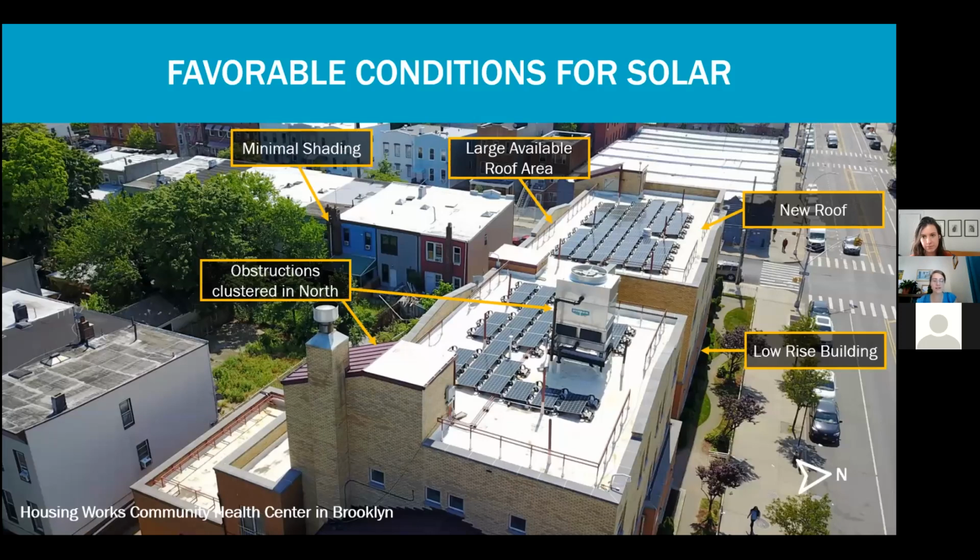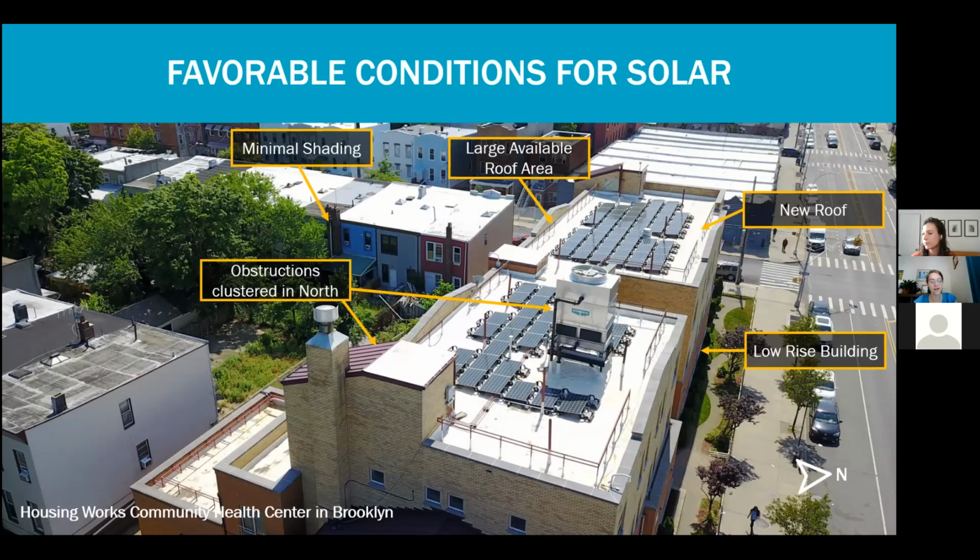First of all, let's talk about things that are generally favorable for solar as you're looking at your building and wondering, is this a good idea for solar? The things that you want to look for are not having a lot of shading. So you can see this roof is bright and sunny. Large available roof areas, so you can put a lot of solar panels without having to break them up into small clusters. And lower buildings are generally better, but it's not a requirement. It's just a nice to have.